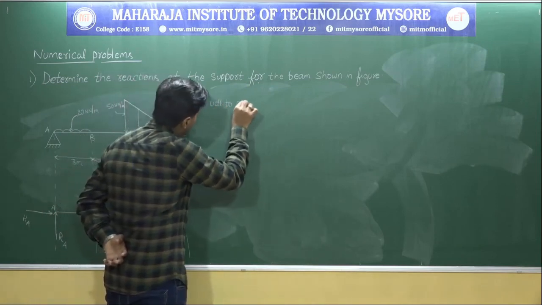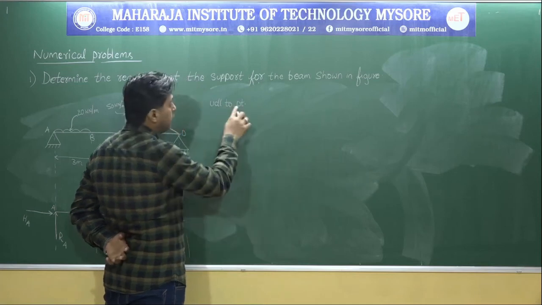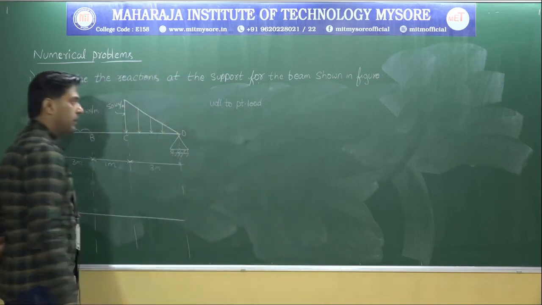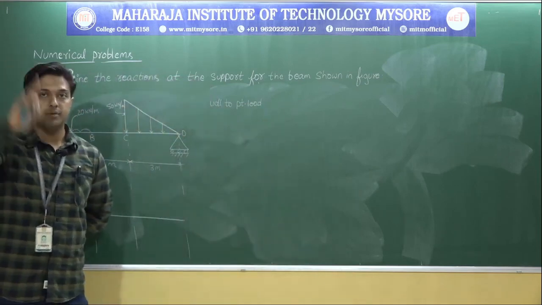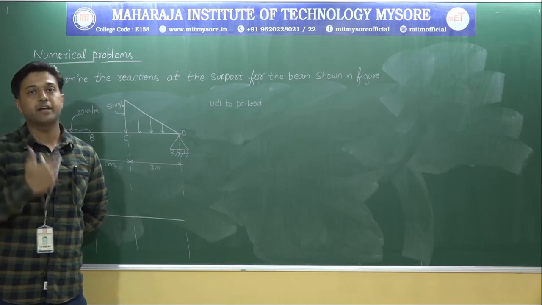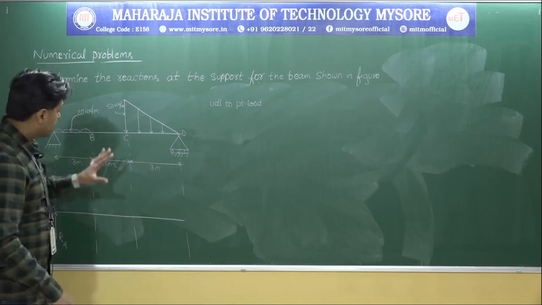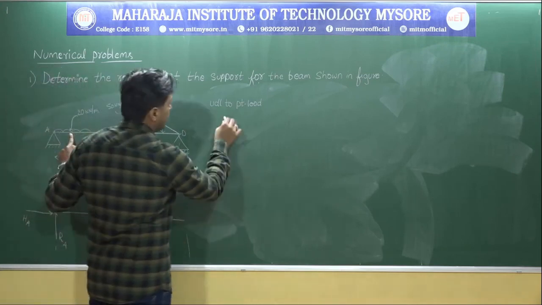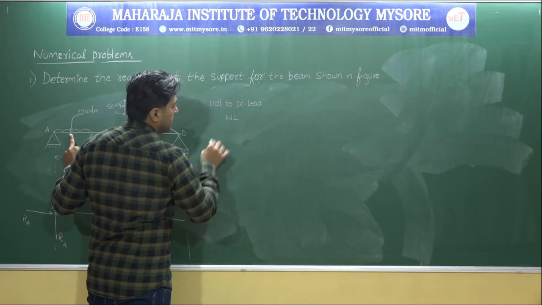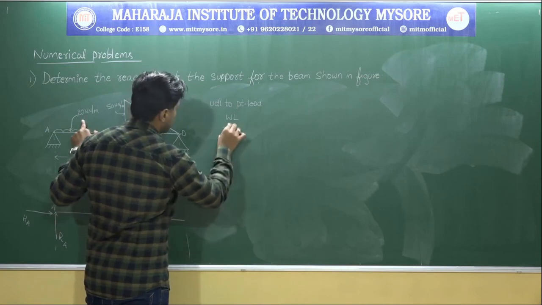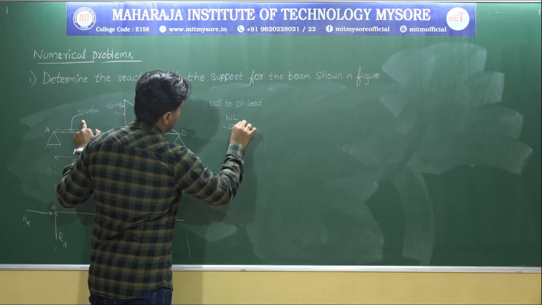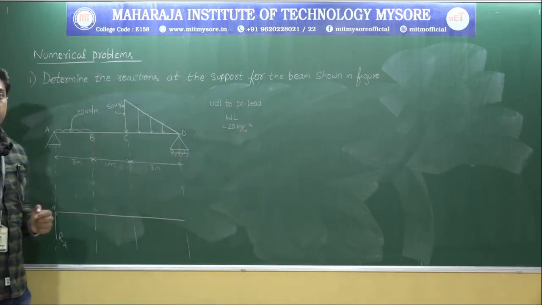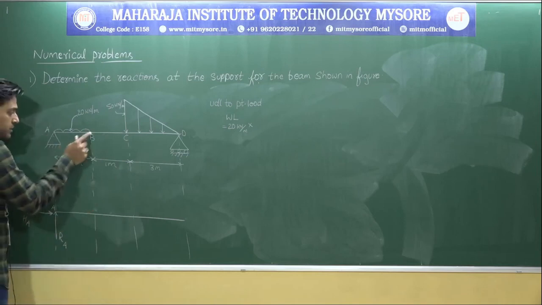Sir, why do we need to convert UDL to point load? The reason is the sign convention that we have assumed is for a point load: upward positive, downward negative, rightward positive, leftward negative. Yes or no? So that's why we are converting the UDL to point load. What is the formula to convert UDL to point load? It's W into L. So what is the value of W? So W is 20 kilonewton per meter into L, the span up to which the UDL has been given. So the span is 3 meter.